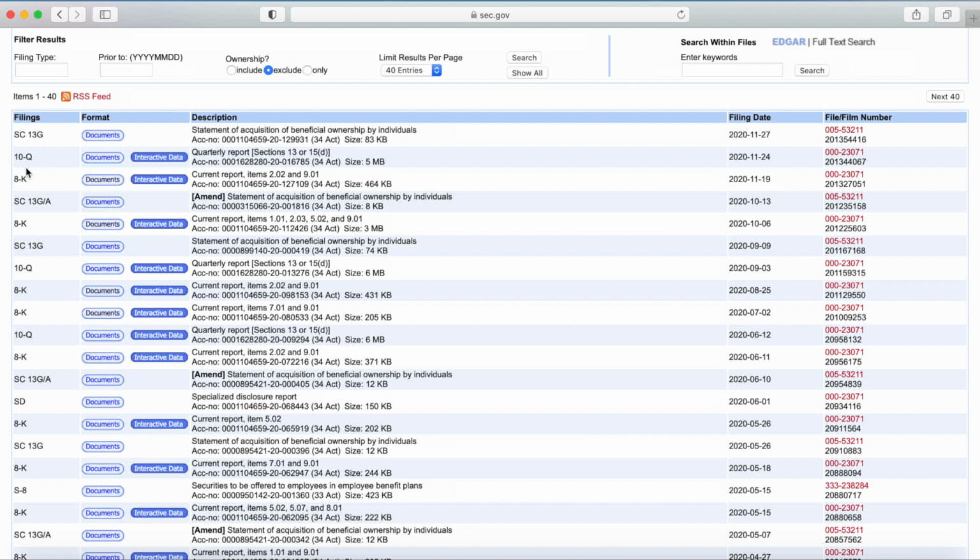An 8K is the company sharing some public information. It's like an announcement from the company. So it could be something like entering into a new debt agreement, appointing a new director to the board of directors, or some executive leaving the company, joining the company. It's just different announcements of material transactions that occur throughout the year.